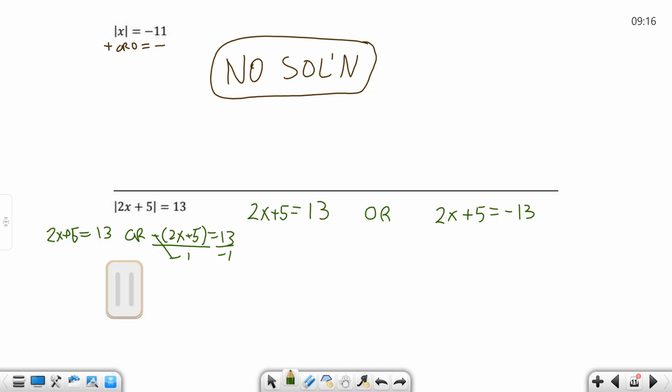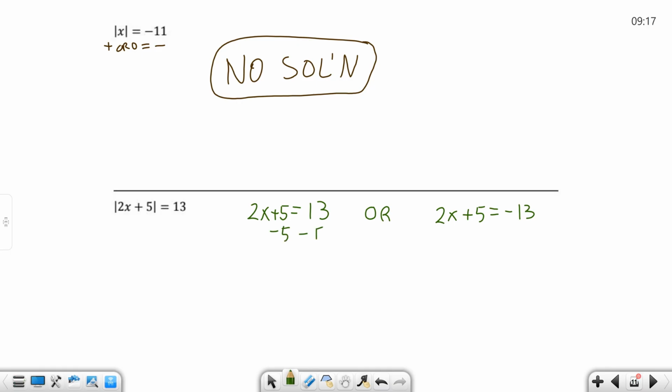So 2x plus 5 is 13, or we never change what's in the absolute value. 2x plus 5 equals negative 13. And by the way, that whole never change what's in the absolute value thing, I'm going to expand that to less thans, greater thans, that kind of stuff as we get to inequalities as well. All right. So here, 2x plus 5 is 13. So I'm going to subtract 5 on both sides because that's how I solve equations. And 2x equals 8.